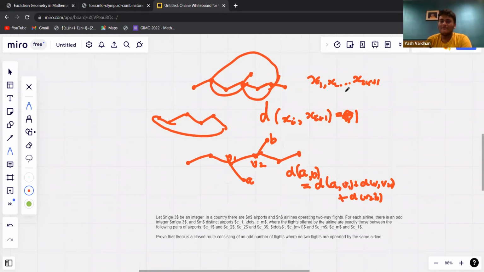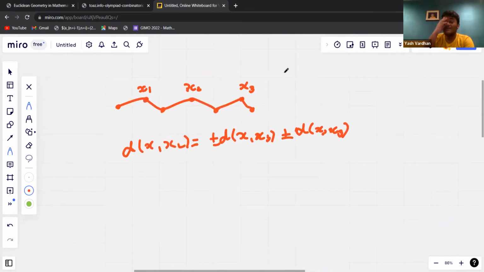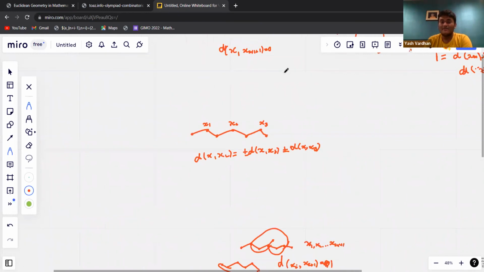But basically we could do this till the end and get that x1 and x2k plus 1, the distance on the tree is even, but x1, x2k plus 1 is also an edge. So that would be a tree, and that would be a contradiction.